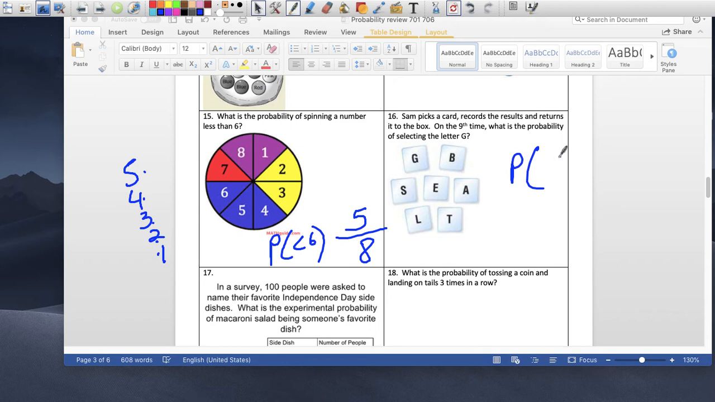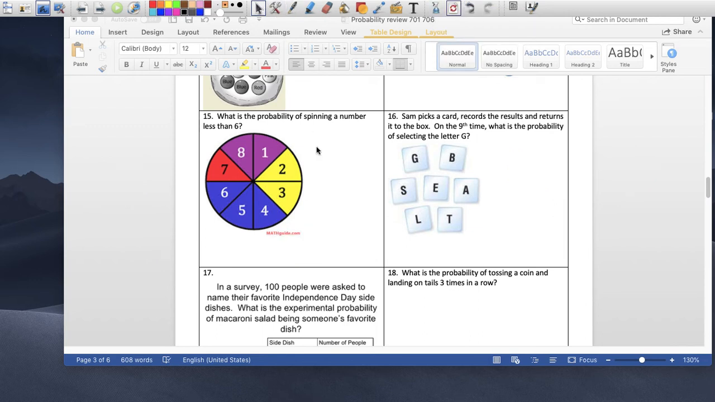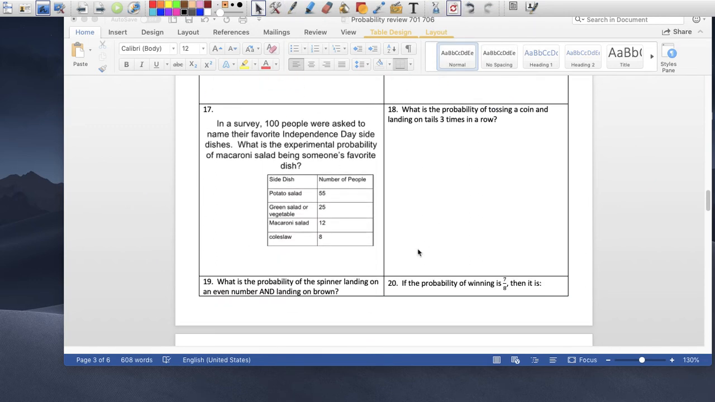So the probability of getting a G on the 9th time would be, well, there's only one letter G. And it would be 1 out of 1, 2, 3, 4, 5, 6, 7. So he has a 1/7 chance of getting a G on the 9th time. Or even on the 200th time, it wouldn't matter. That probability would be still 1/7.